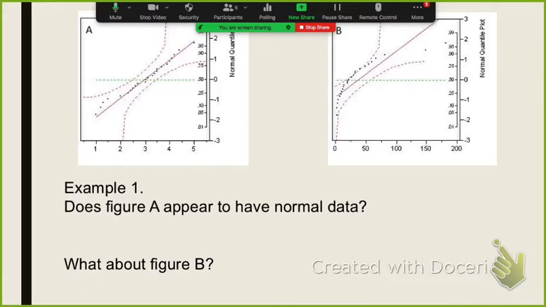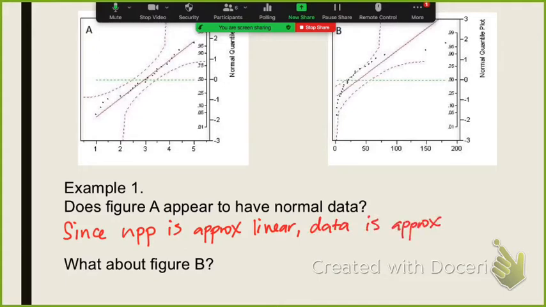So if we look at figure A, my data is approximately normal because I have a linear pattern. So I would say, since the normal probability plot, and you can shorthand it like this, NPP, is approximately linear, the data is approximately normal. Using the word approximately is going to kind of save me. I'm not saying that it's exactly linear and exactly normal, but it's approximately. So we can just kind of have that gray area.